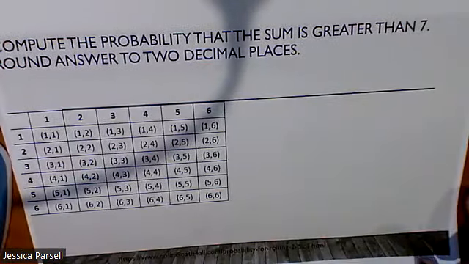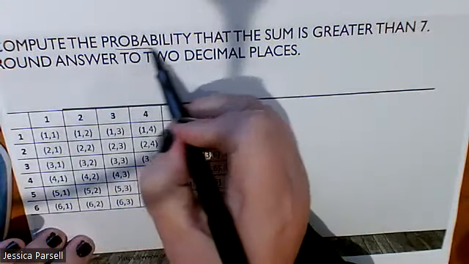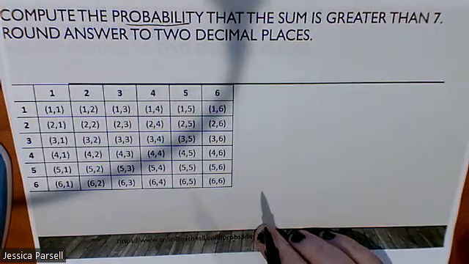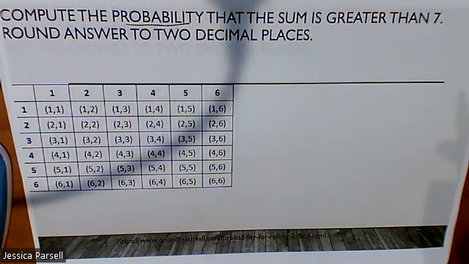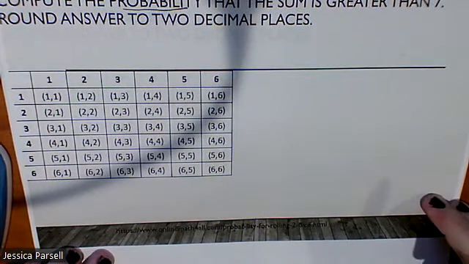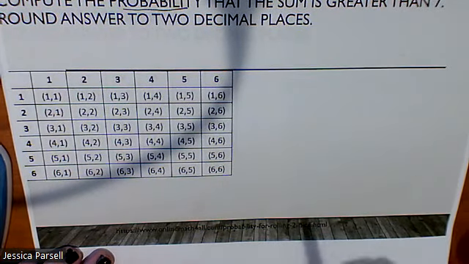Compute the probability that the sum is greater than 7 when you toss two dice. Round your answer to 2 decimal places. Okay, so for this, I'm going to grab a highlighter. What I want to do is highlight all of the possibilities where the sum is greater than 7. And here's a cool little trick.